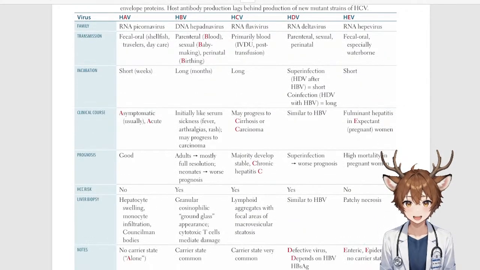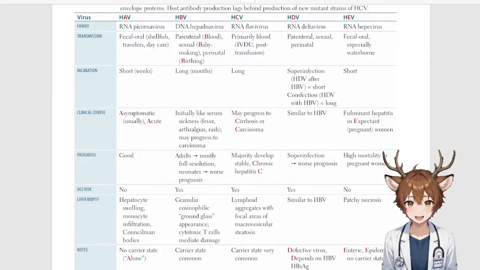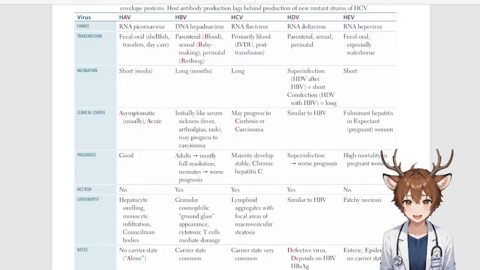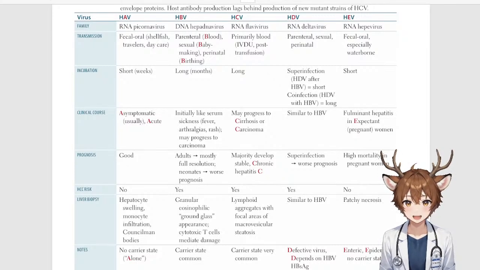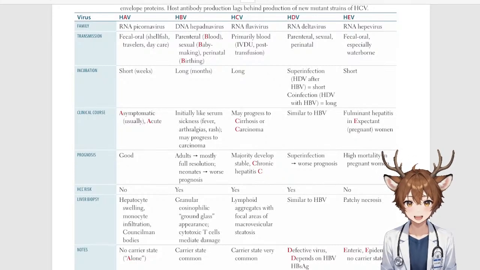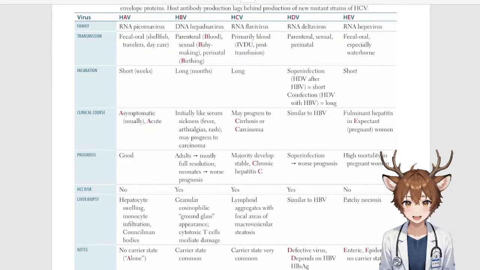And so here's a little chart for you. You can go and take a snippet of that for your notes if you want to. So these are the different viruses, A, B, C, D, and E. So HAV, family would be the RNA picornaviruses, spread fecal orally, shellfish, traveler's, daycare.